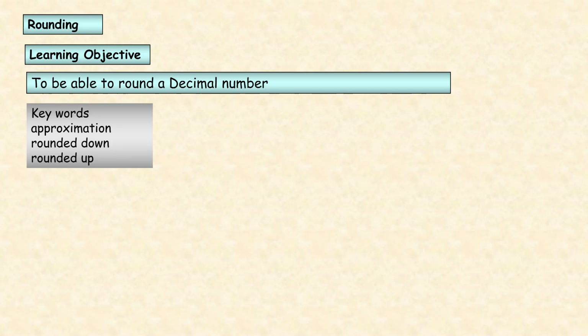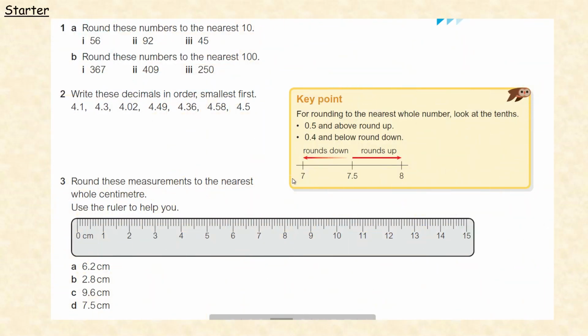Okay, so we're going to be looking at rounding to a number of decimal places. Hit pause, copy the lesson objective and keywords down. When you're ready, hit play and we'll move on to the starter. So here's our starter. Hit pause, attempt all the questions. When you're done, hit play and we'll go through them together.